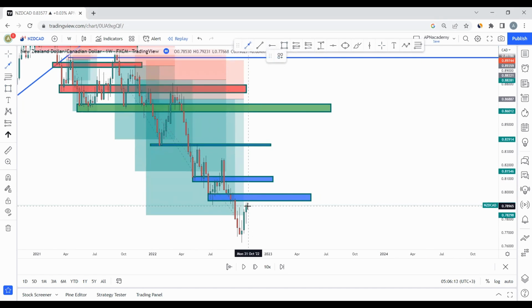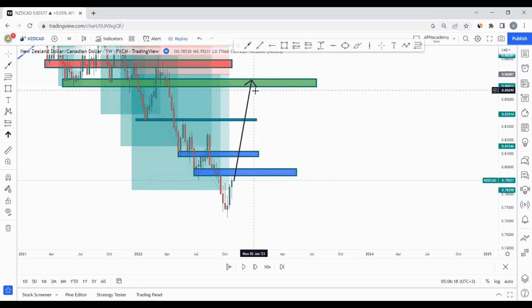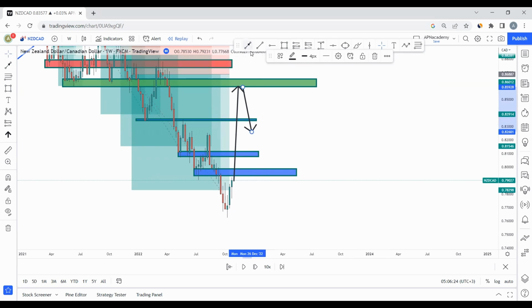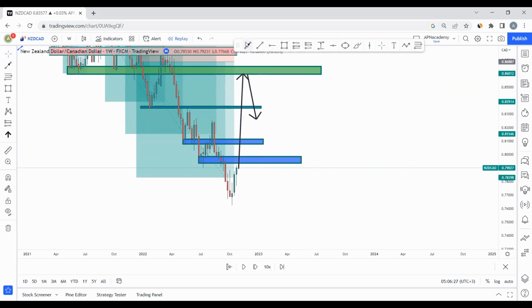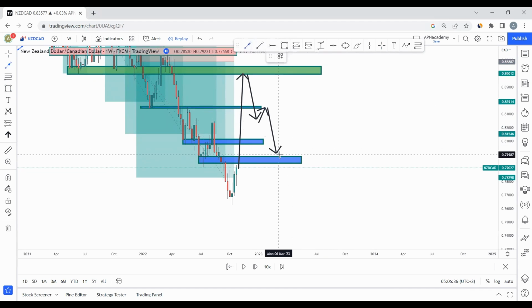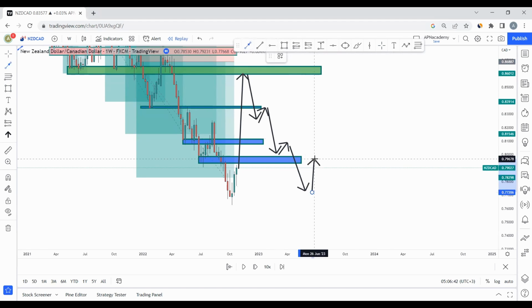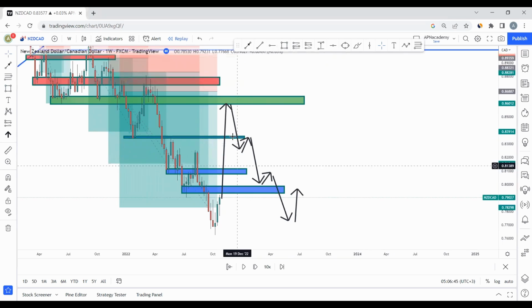So New Zealand CAD needs to come and test this area. Then when it starts breaking back down after testing here, sorry, let me just mark it. When it breaks this one down, this will be another entry for you. Are we together? This level will be another entry for you. Again, when it breaks down, of course, it won't move smoothly like this, but like you saw up there. But as long as it's testing them, then it will test this one, and then it will break down again. Then we shall need the price to come and test this level here. So these are going to be your new trades, right?